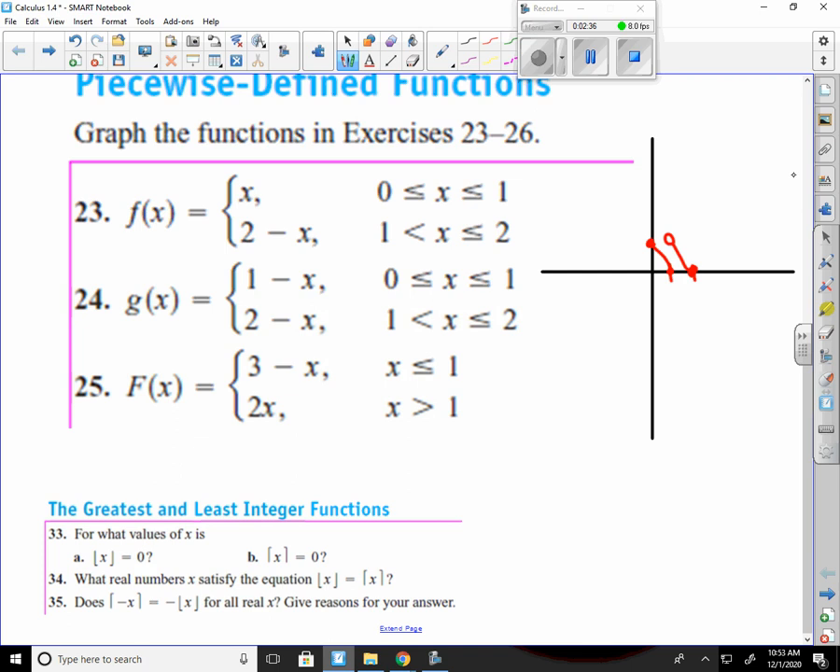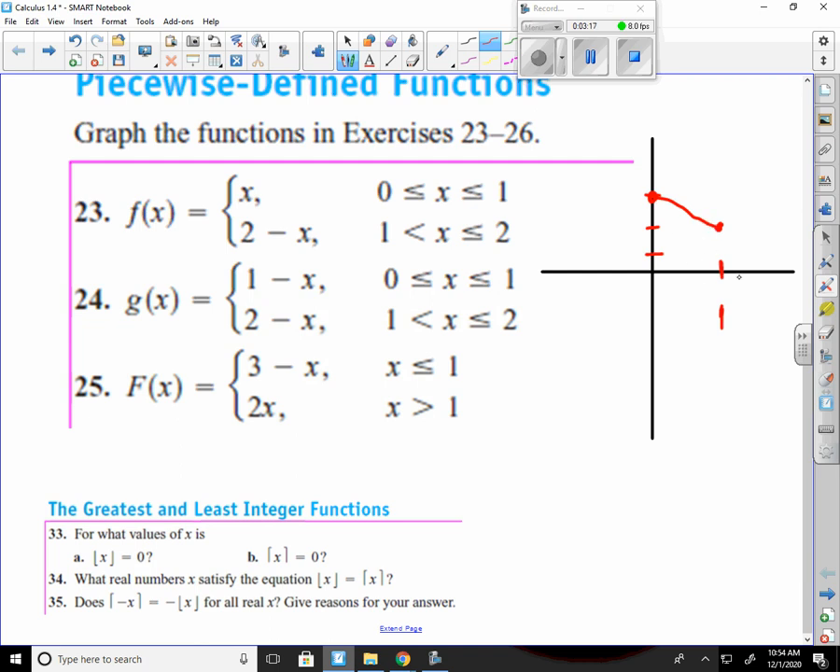Number 25. We have 3 minus x when x is less than or equal to 1. Actually, move this 1 out a little further, because that's our only real point on this one. So when it's less than or equal to 1, it's 3 minus x. So at 0, it would be 3 minus 0. So that's 3. When it comes out to 1, it's at 2, because 3 minus 1 is 2. We have a straight line coming down to there.